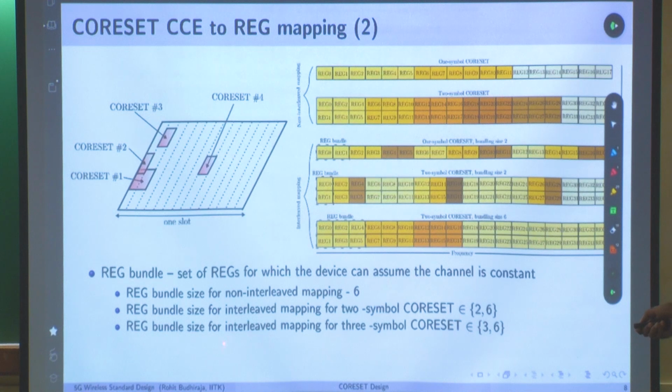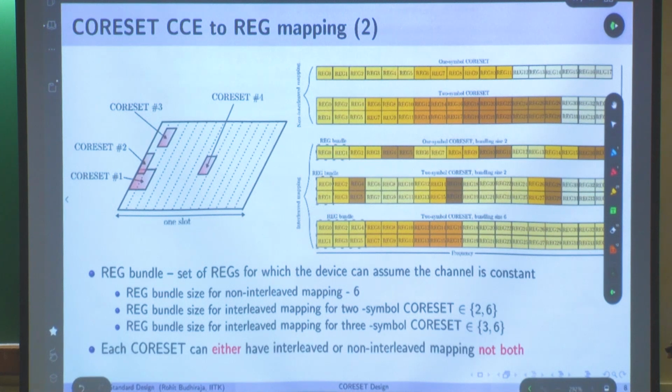And similarly, REG bundle size for interleaved mapping for 3 symbol core set is basically 3 and 6, okay. Here for 2 symbols it is 2 and 6, here it will be minimum 3, because there will be a third symbol, so REG bundle will at least be 3 REGs or 6 REGs, okay, right. So finally what happens, each core set can either have interleaved mapping or non-interleaved mapping, not both of them, okay, right.